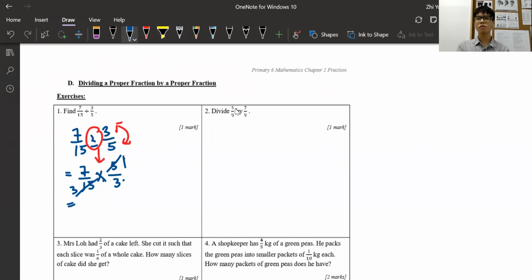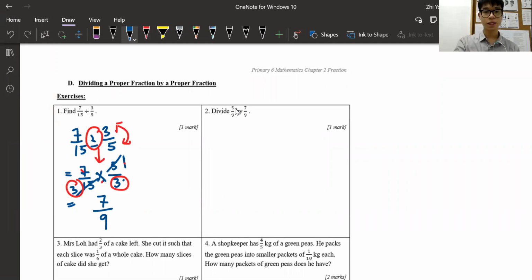Some of you might ask me, hey teacher, these 3 and these 3, can we simplify? Oh, no. Why? They are not at different levels. If they are on the same level, you cannot simplify. They are supposed to be multiplied together. Only the numerator and denominator, the different levels, can be simplified. So in this case, 7 times 1 equals 7, and 3 times 3 equals 9.